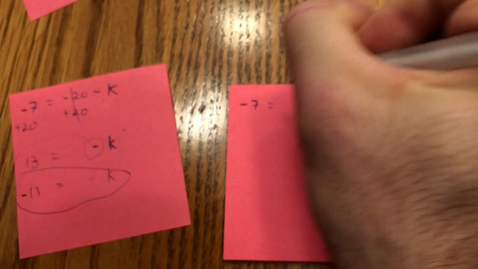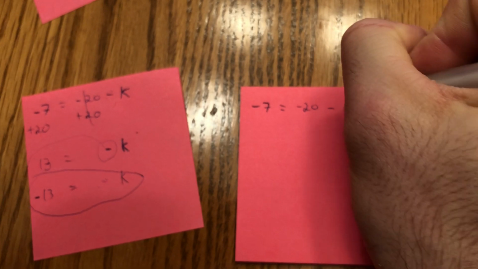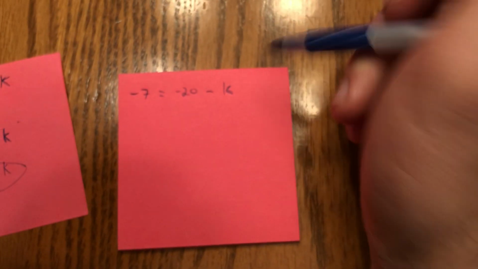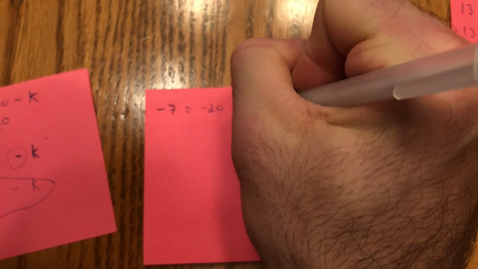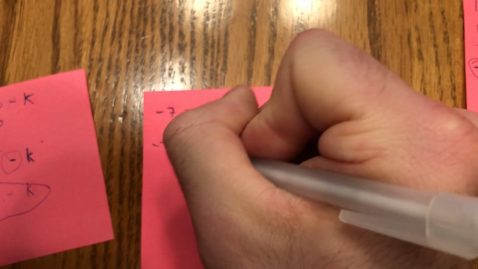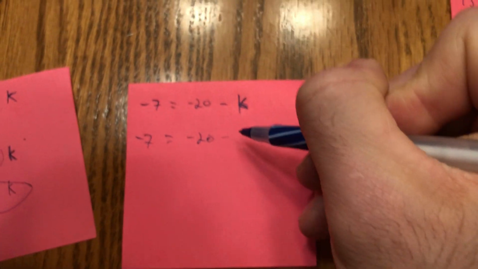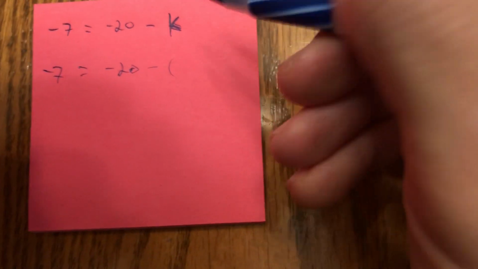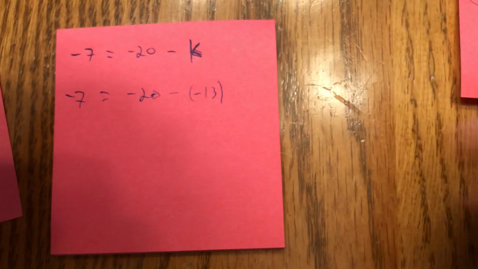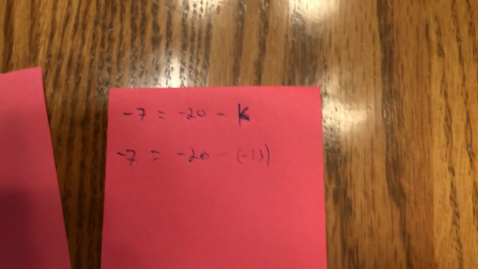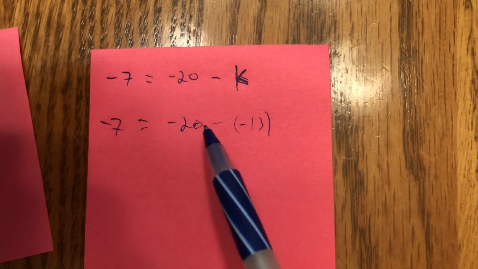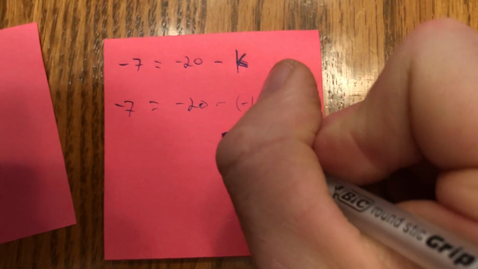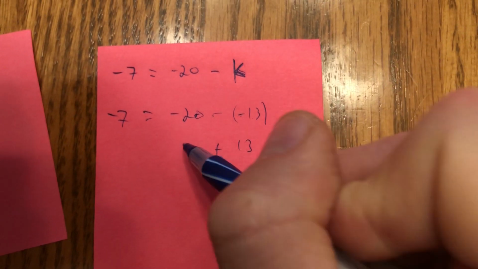Negative 7 is equal to negative 20 subtract k. Well, let's just put negative 13 in for k. Let's see if it actually works. Negative 7 is equal to negative 20. Come on. Subtract. I'm putting in for k, negative 13. So I'll put that in right here. Negative 13. Cool. Let's use our integer rules. Subtracting a negative is the same as adding a positive.